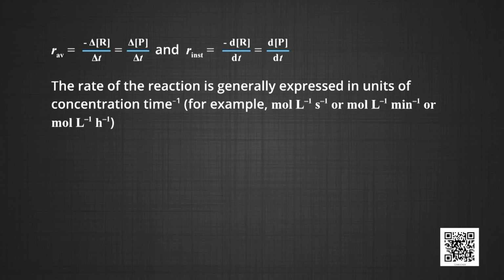The rate of the reaction is generally expressed in the units of concentration per time. For example, moles per liter per second or moles per liter per minute or moles per liter per hour. However, in the gaseous reactions, when the concentration of the gases is expressed in terms of their partial pressures, then the units of the rate equation will be atmospheres per second. There are a number of factors that affect the rate of the reaction, which will be discussed in the next module.